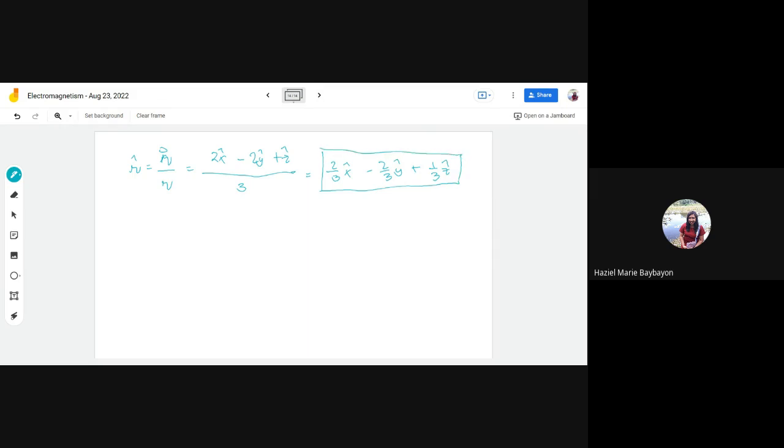Do you have questions? In the next meeting, we will have vector transformation, how vectors are being transformed, and then hopefully we will start with differential calculus.